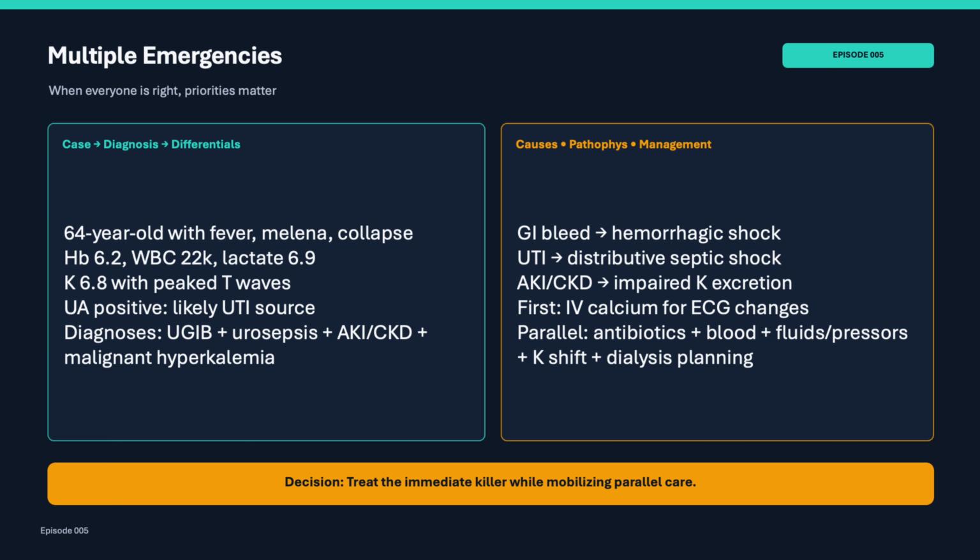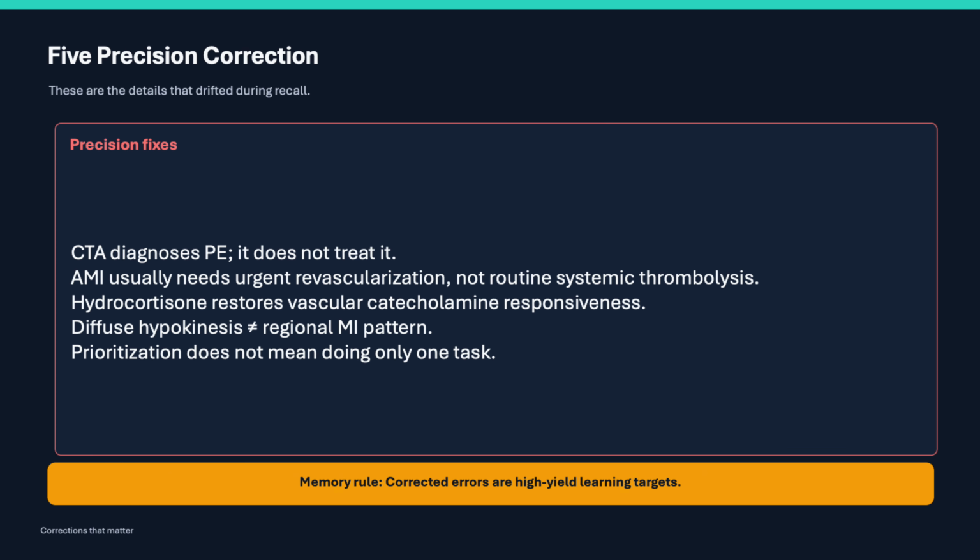The key decision from episode 5 was: treat the immediate killer while mobilizing parallel care. Prioritization does not mean ignoring 4 problems to treat one. It means clearly identifying the first life-saving intervention while directing the rest of the team simultaneously. Before finishing the review, here are 5 corrections that matter.